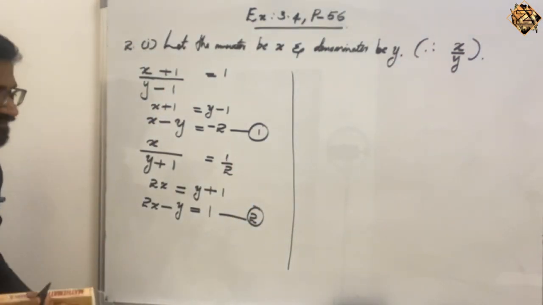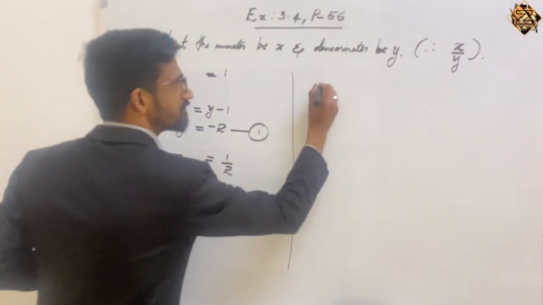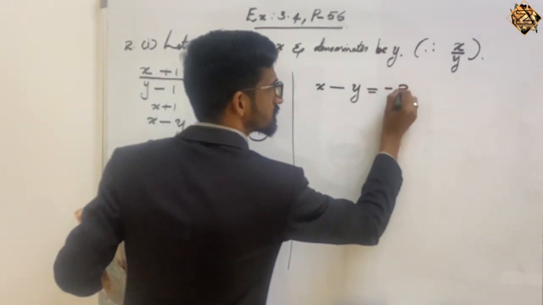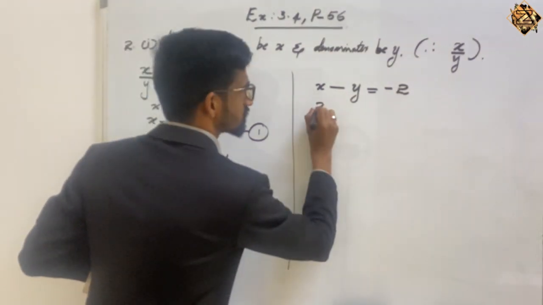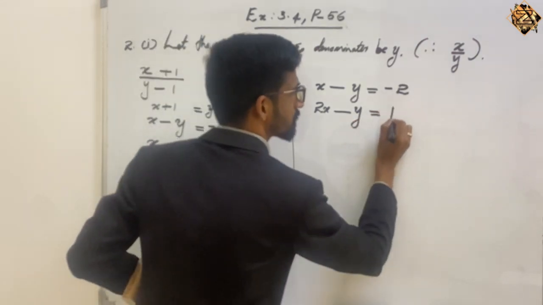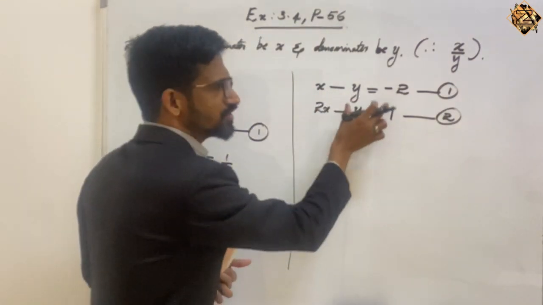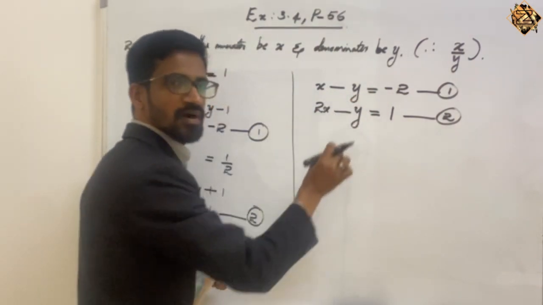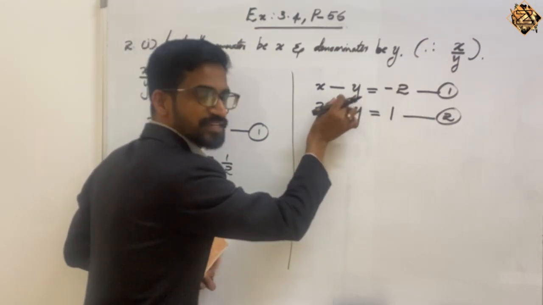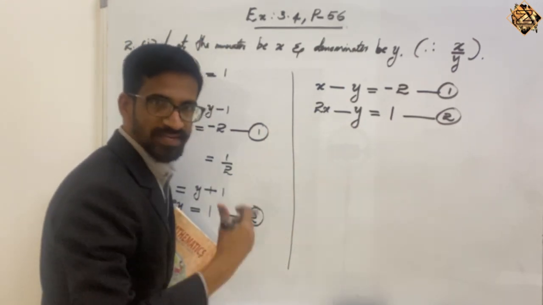We have two equations which we can solve using the elimination method to get the values of x and y, isn't it? So we have x minus y equals minus 2 and 2x minus y equals 1. Equation 1, equation 2. If we look at both the equations, we can see that the y terms are equal, isn't it? The coefficient of y is minus 1 here, and here also minus 1. So we can directly subtract the equations to eliminate the y term.